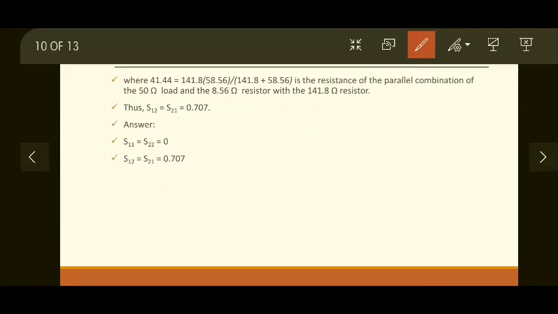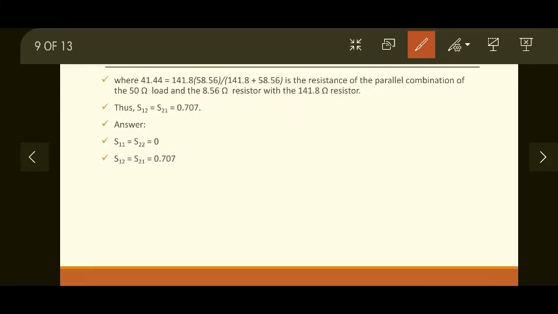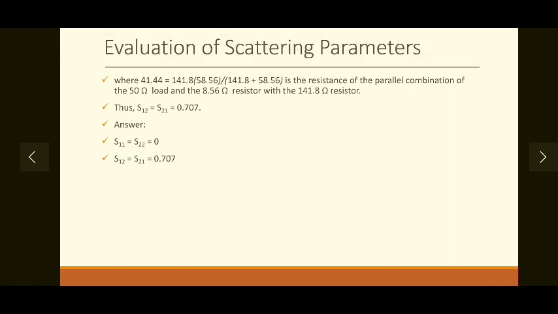So S21 is 0.707, and as we have seen, it is a symmetrical network. So S12 is also 0.707 because it is a diagonal element. So our answer would be S11 and S22 will be 0, and S12 and S21 will be 0.707.